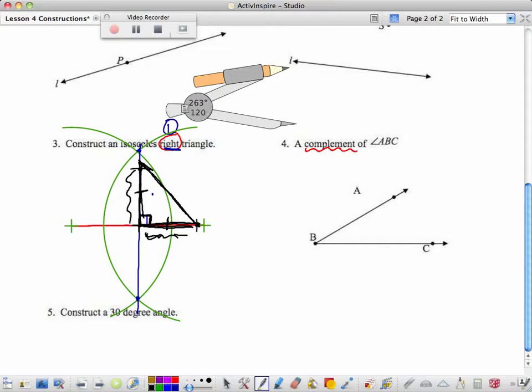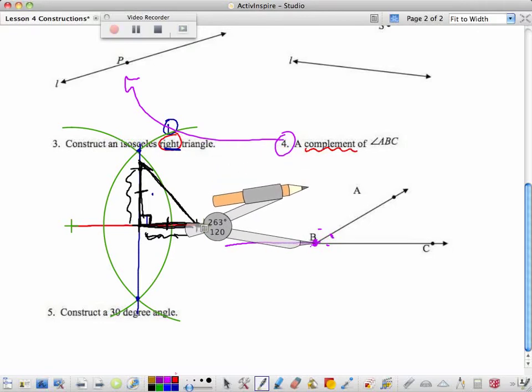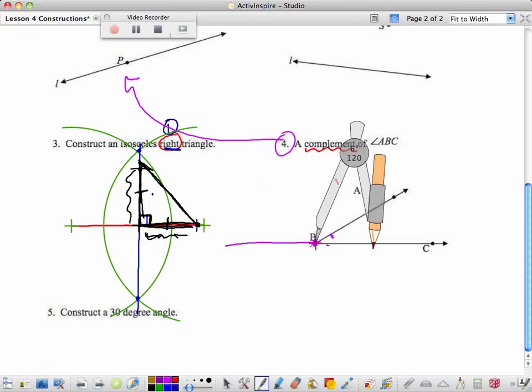Okay, number 4, a complement of angle ABC. What does that mean? That means I need to make a 90-degree angle, and then I need to make its complement. If I form a 90-degree angle right here at point B, then I will find its complement. In other words, if you take your ruler and extend this line right here, then you're doing the perpendicular through a point on a line. You're doing this construction right there, number 1. You're doing a perpendicular through a point on the line. So we take our compass, move it down here, and make a little mark on each side.